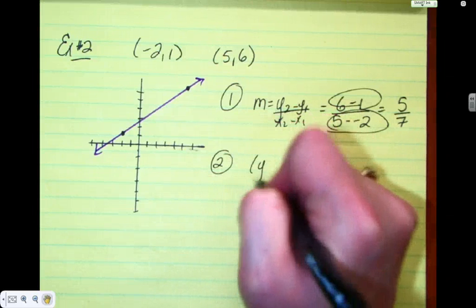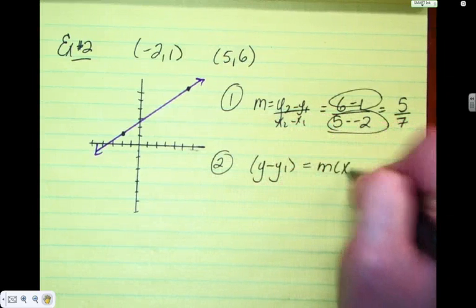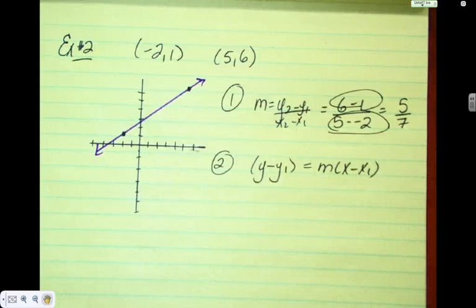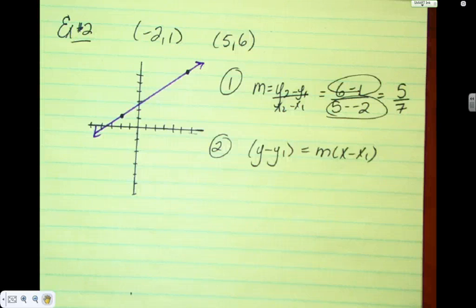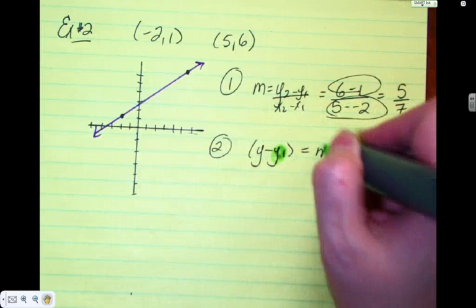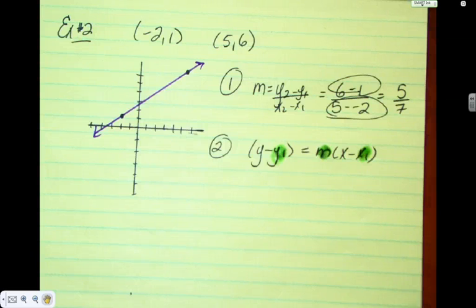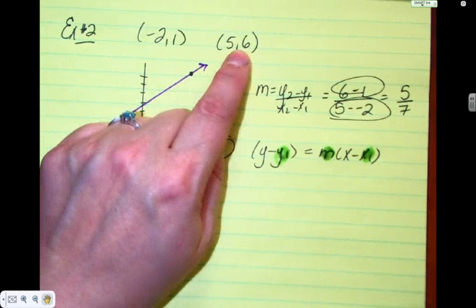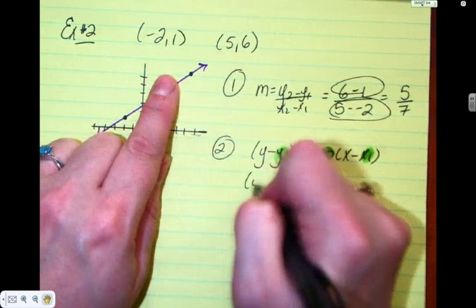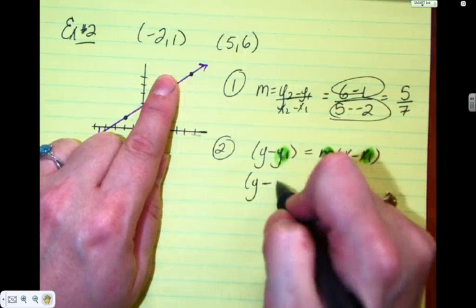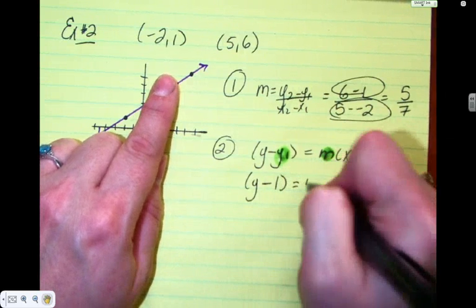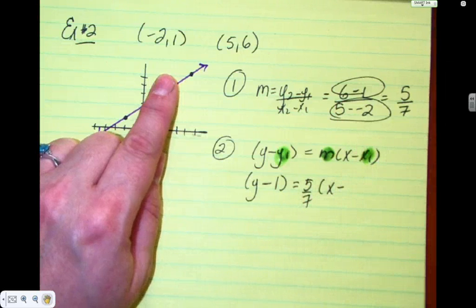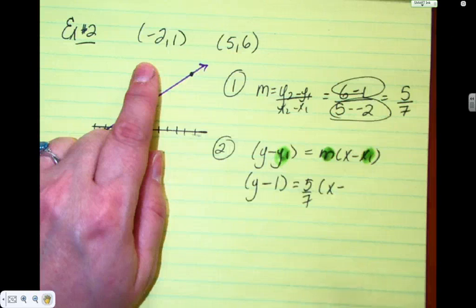Step 2 is the new formula, y minus y1 equals m times x minus x1. Numbers need to go in for y1, m, and x1. Everything else is going to stay exactly where it is. Those numbers come from either one of the 2 points and the slope that we just found. Do you want to use the first point or the second point? First point, okay? So the y value of the first point is 1. The m we just found is 5 on 7. And the x value of the first point is negative 2.